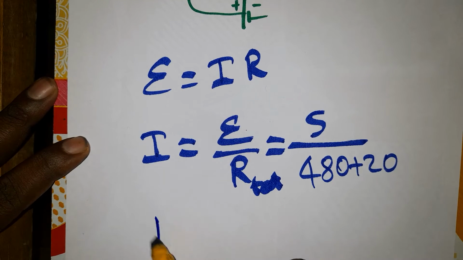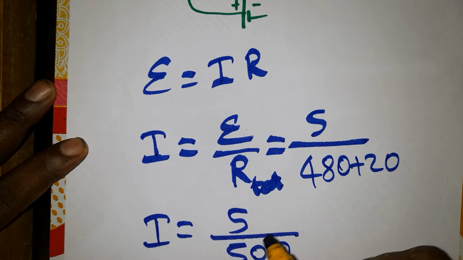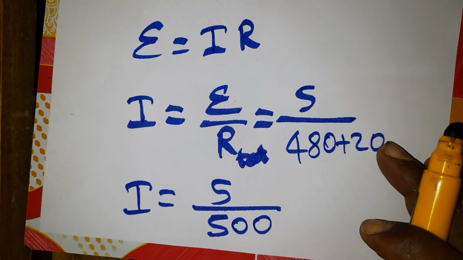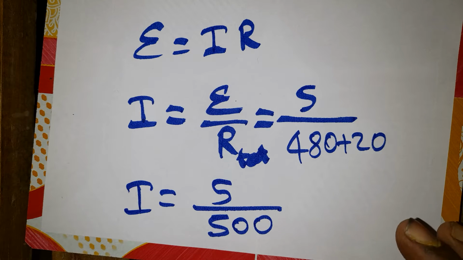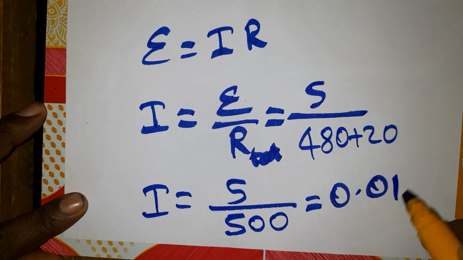So we can get 5 divided by 500. What current is flowing in the circuit? It's going to be 1 divided by 100, which is 0.01 ampere. The current flowing in the circuit is 0.01 ampere.